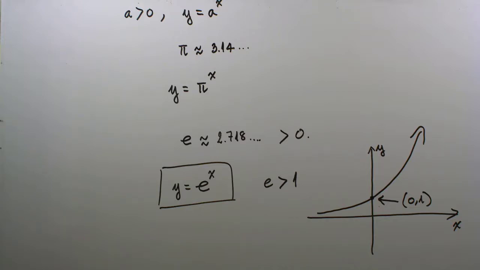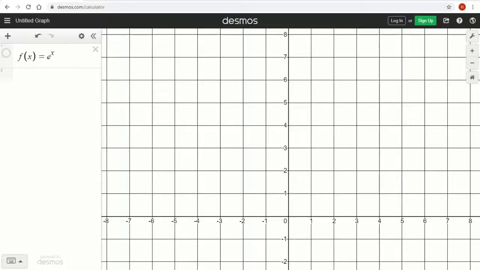You can also use your TI-83 or 84 or any standard graphing calculator to get the graph of e to the x as well. But I prefer to use Desmos because it gives really nice looking graphs with good precision. On my Desmos graphing calculator, I have already prepared the function f of x equals e to the x. Now I'm going to bring up the graph, and the graph comes out just as expected.